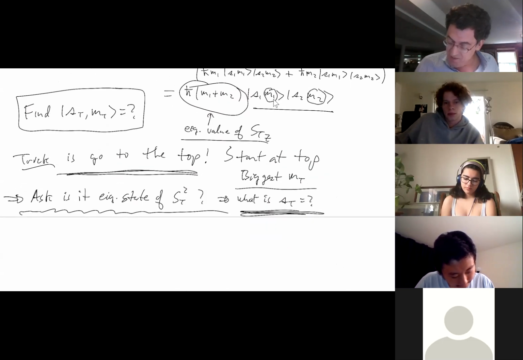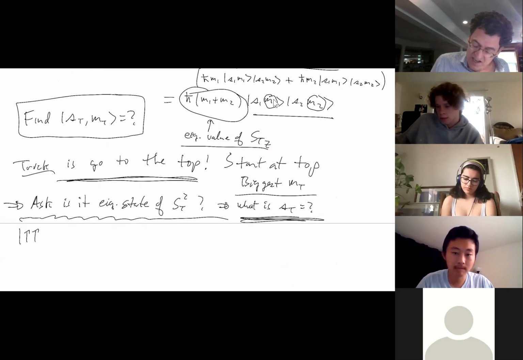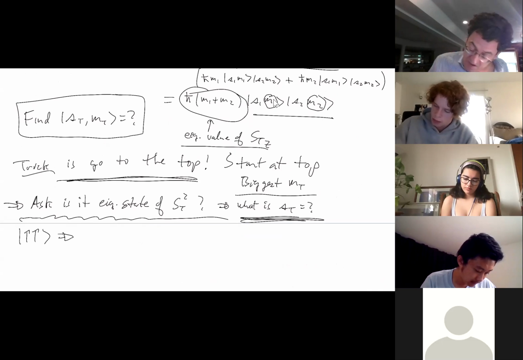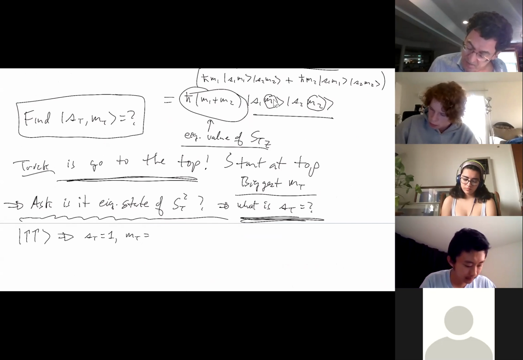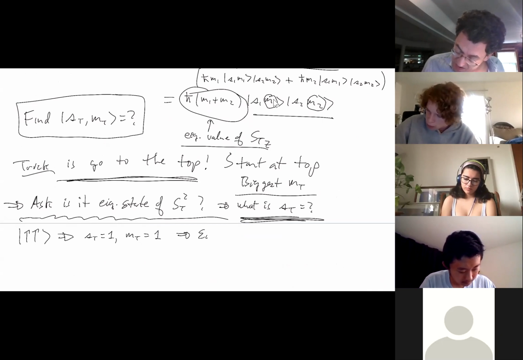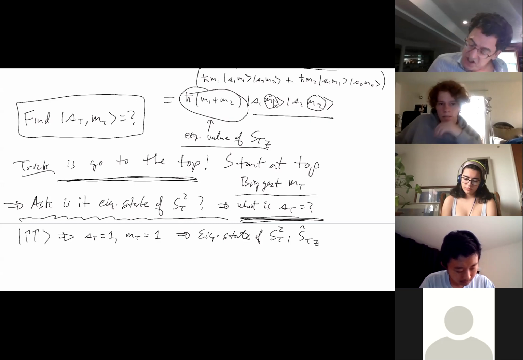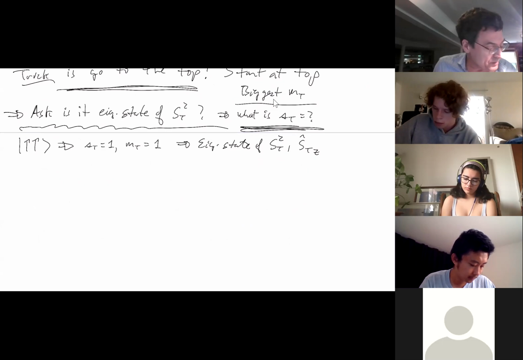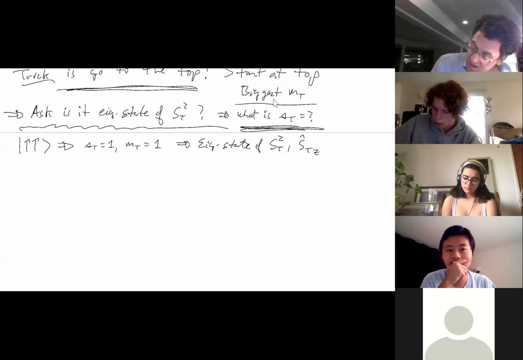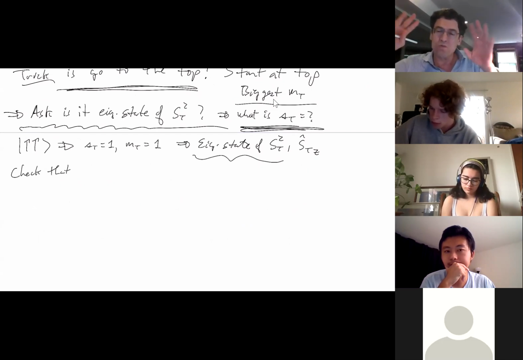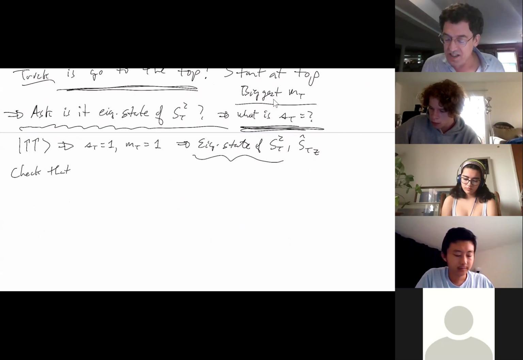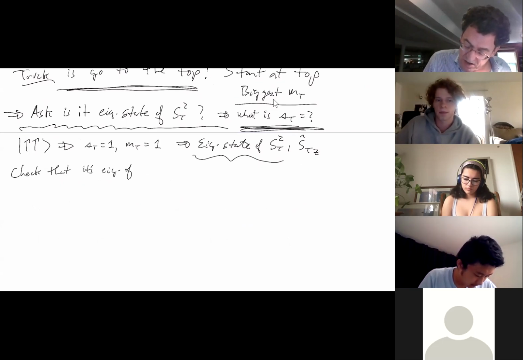So the point is that we went to the top and we saw that this state up has S total equals 1 and it has M total equals 1. So it is an eigenstate of S total squared and S total Z. Now, we did this very hand-waving kind of mathematical reasoning to see that it has S total equals 1, but we can now check it more rigorously. Check that it's an eigenstate of S total squared.